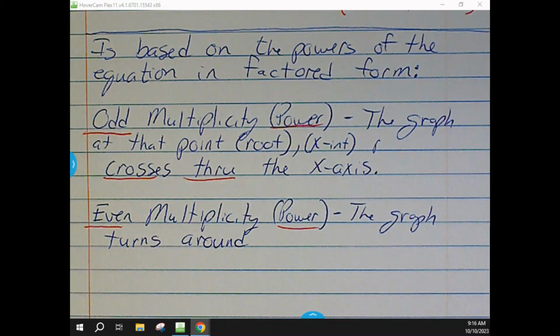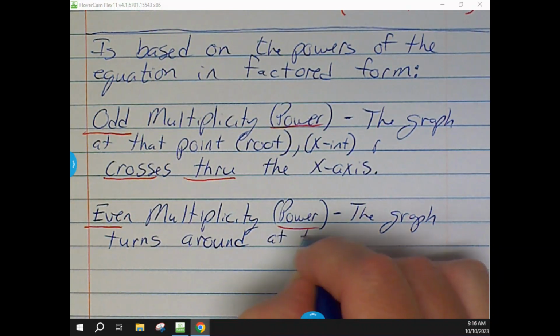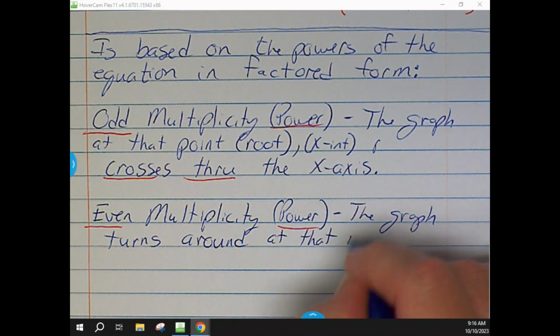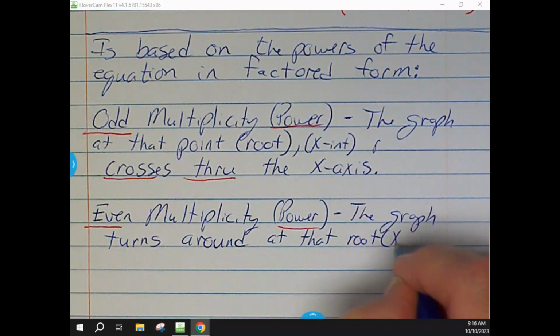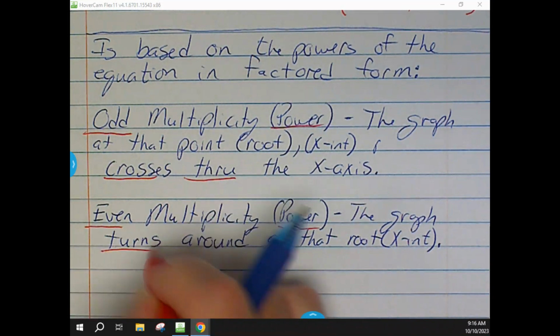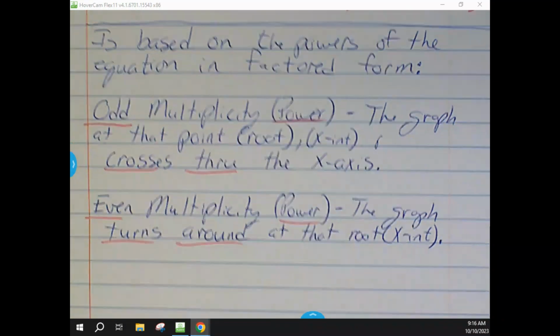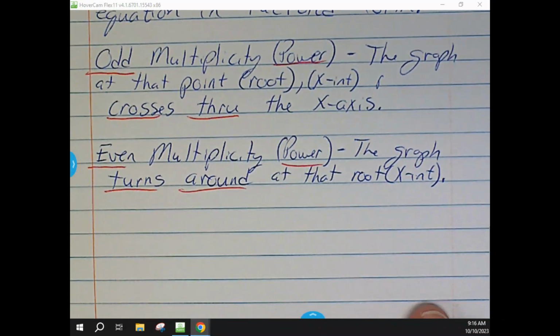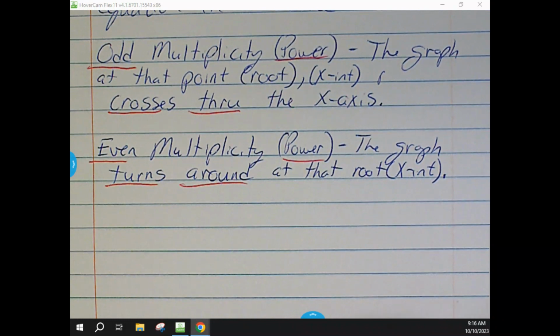Then the graph turns around at that root or that x-intercept or that solution or whatever they want to call it at that point. But the main thing is that it gets to that zero, that solution on the graph, and it's going to turn around. Okay, so again, zeros, roots, solutions, x-intercepts, it's all the same thing.